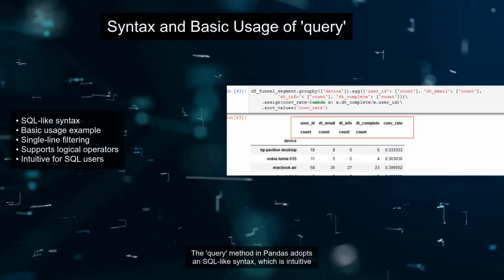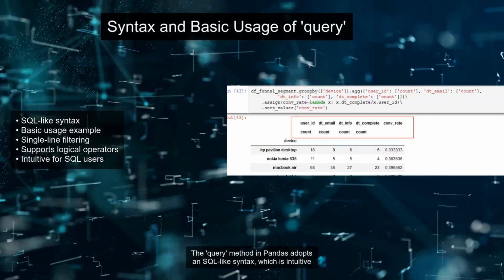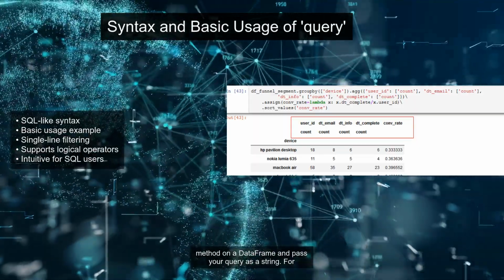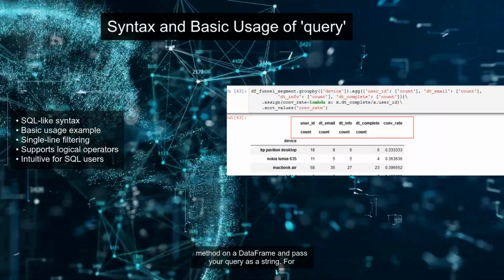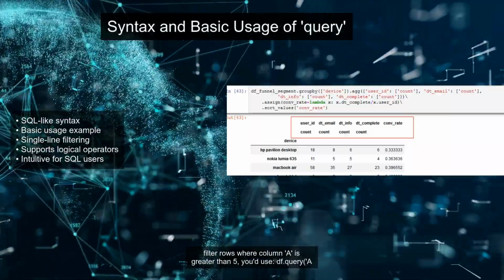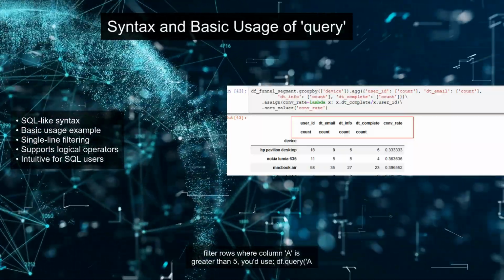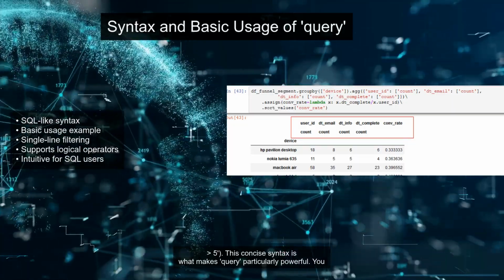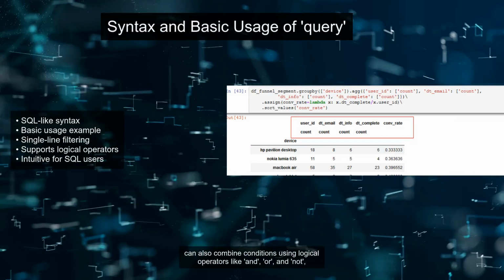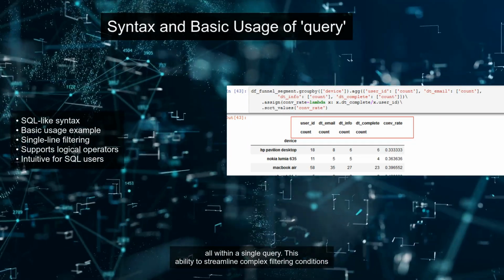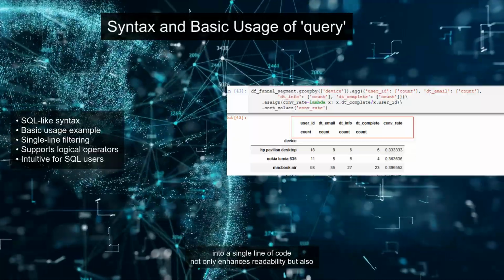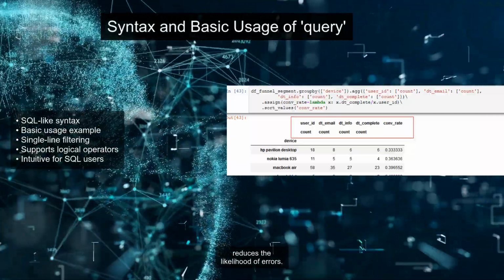The query method in Pandas adopts an SQL-like syntax, which is intuitive for those familiar with SQL. To use it, you simply call the method on a data frame and pass your query as a string. For example, if you have a data frame named df and you want to filter rows where column A is greater than 5, you'd use df.query('A > 5'). This concise syntax is what makes query particularly powerful. You can also combine conditions using logical operators like and, or, and not, all within a single query.